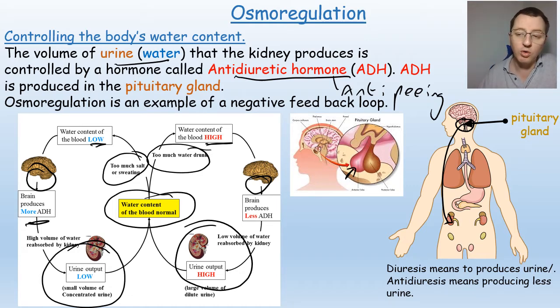So more water will travel through the collecting duct and be stored in the bladder, so you'll have an increase in the volume of urine and actually a decrease in the concentration of urine, because there'll be more water there. And this means your body will lose that excess water because it won't be being reabsorbed by the collecting duct.